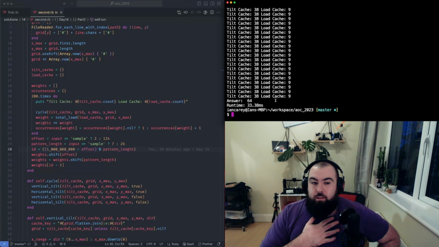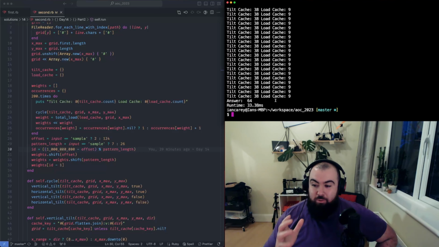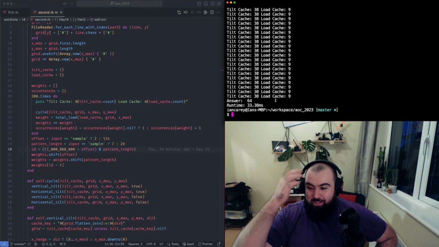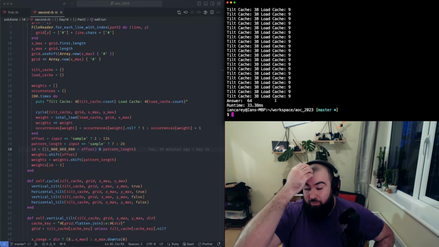So yeah, that is it. I hope that makes sense. It's a fairly difficult thing to do. Even though I knew exactly how to approach this problem, I was tripping myself up with the logic of figuring out the offsets and also identifying the pattern.